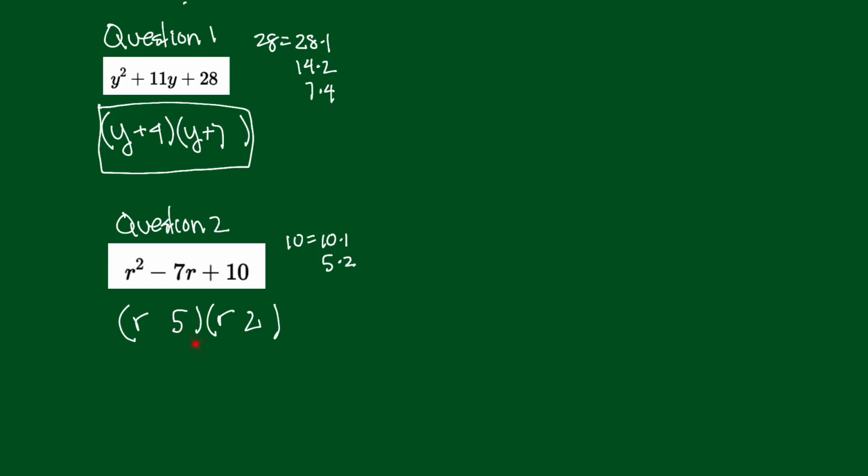Now, I multiply these two numbers together. That gives me a 10, but it has to be a positive 10. So these two numbers have to have the same sign, right? If they have the same sign, you multiply, you get a positive. And that sign is going to be that negative sign right there. So we'll get r minus 5 times r minus 2. That is our factored form.